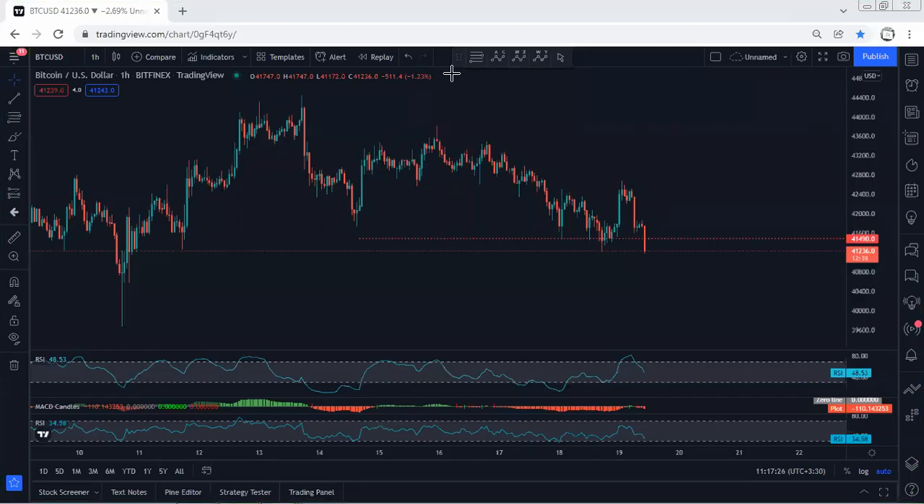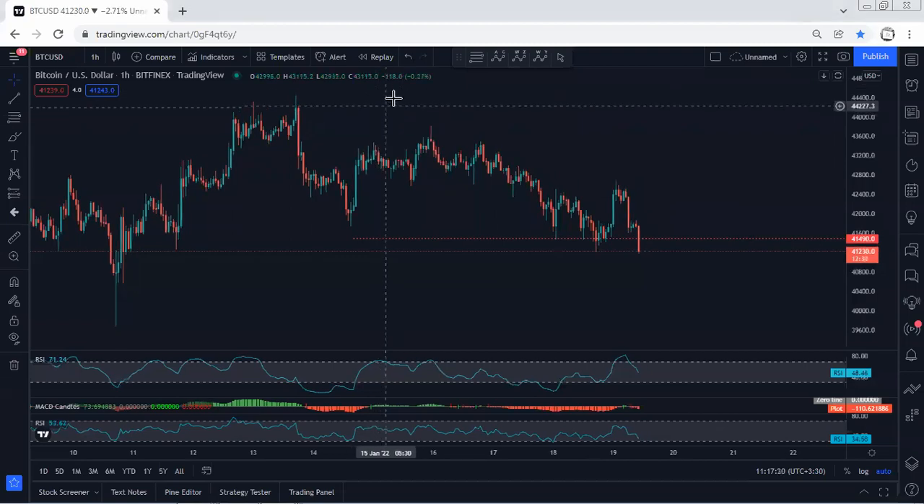Bitcoin, we start with the 1 hour chart. Just want to give a quick update. If we refer to our analysis, since the price was here, we mentioned we're looking for buy. There was a reversal as a sharp move, but there was no continuation.